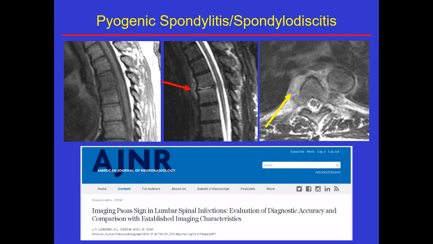So we talk about the psoas sign. This is a reference from the group at the University of Utah who published this in AJNR in 2016, and this is where they actually describe the psoas sign as being one of the best signs for evaluating early spinal infection.